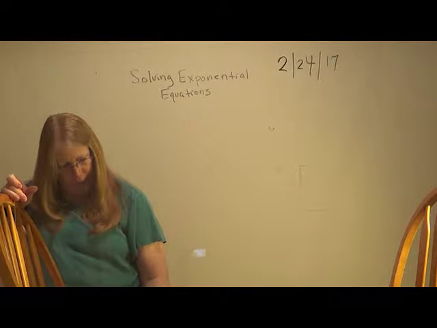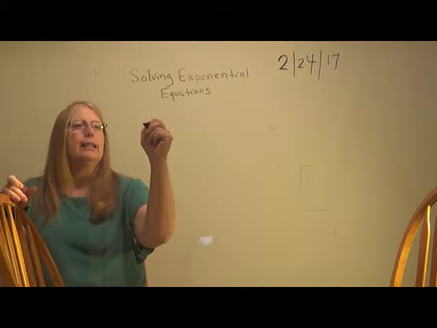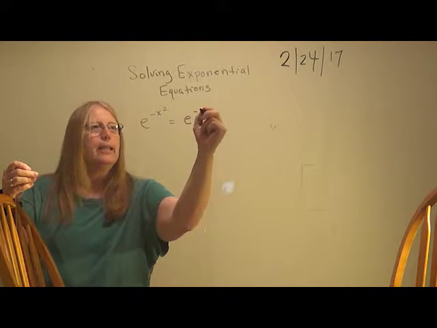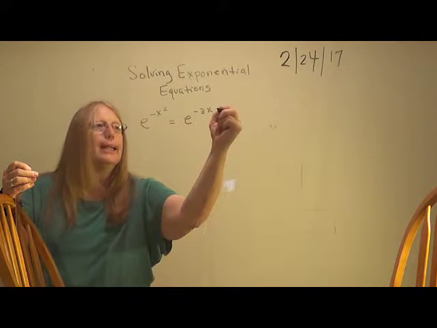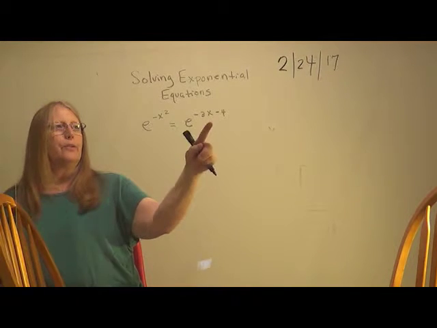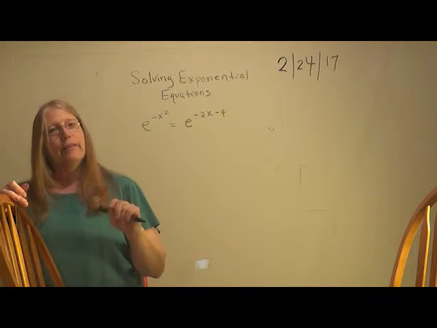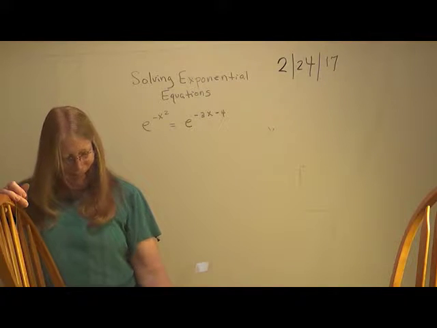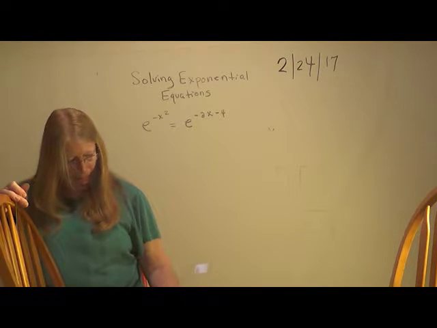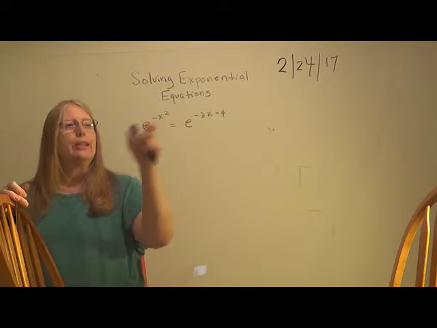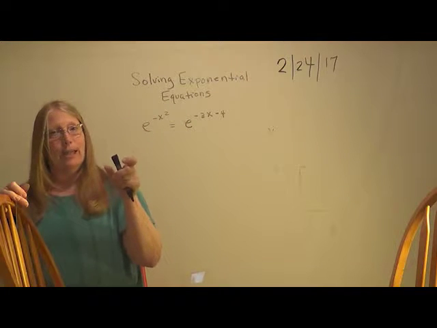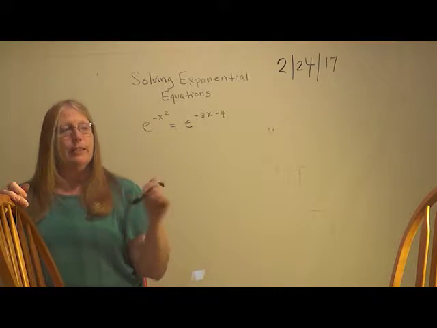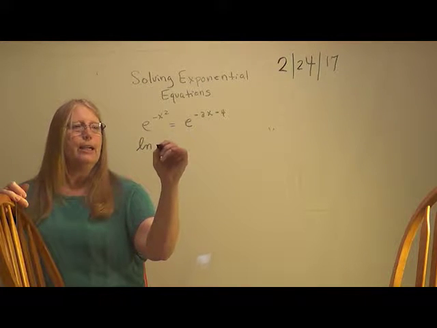The first one that I want to do is e to the minus x squared equals e to the minus 3x minus 4. Alright, so the unknown is in the exponent. Whenever the unknown is in the exponent, I'm going to use log rules. Log rules will allow me to pull those exponents, the unknowns in the exponents, down where I can use them. Because this is e, I'm going to use a base e logarithm, which is ln. So I'm going to take the ln of both sides.